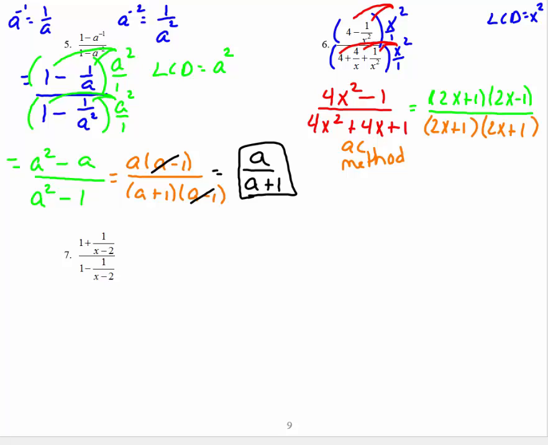Now we look to see if we have any like factors on top and bottom, and we do, so the 2x plus 1's cancel, and I'm left with 2x minus 1 all over 2x plus 1. Nothing else can cancel, so therefore we're done.